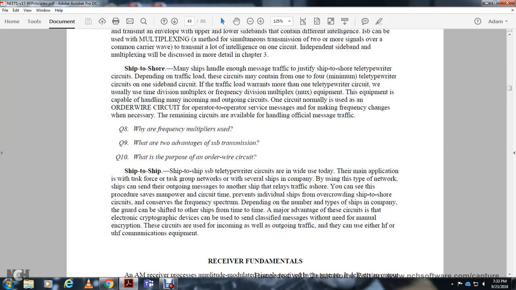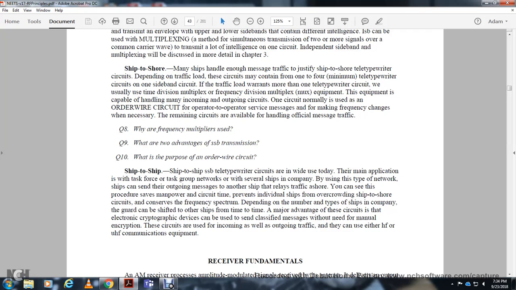For ship-to-ship, single sideband teletype circuits are widely used today. The main application is for task force group networks, where several ships are accompanied by the type of network sending the ongoing message with another ship. With the traffic ashore, you can see that the procedure saves manpower and circuit time and prevents individual ships from overcrowding the ship-to-shore circuit. The specs are independent of the number and type of ships in company, and the guard can be shifted to another ship from time to time to find a major vein for the circuit, with the electronic cryptographic device sending classified traffic without need of manual encryption.